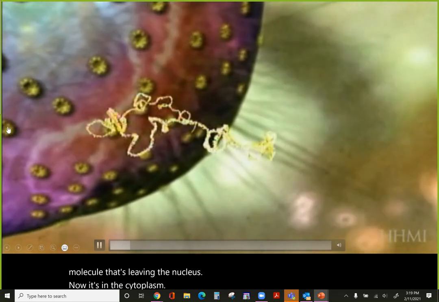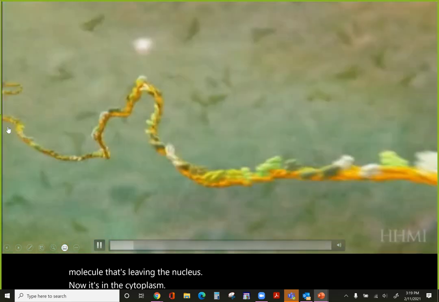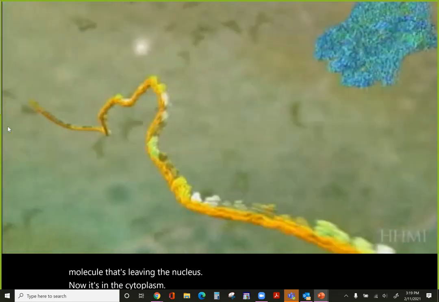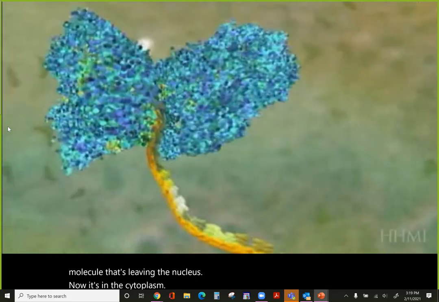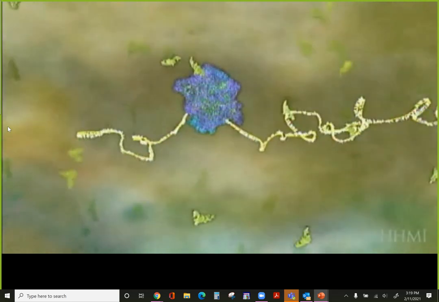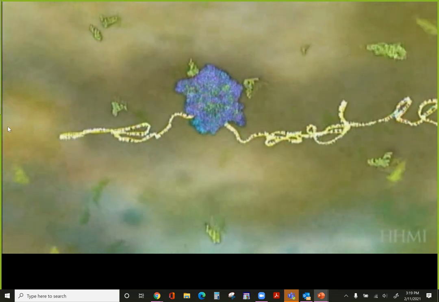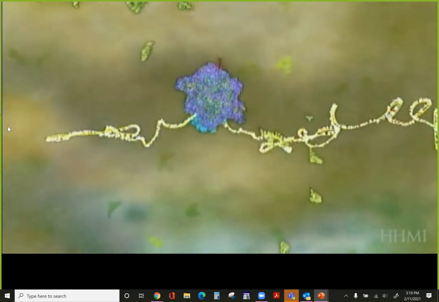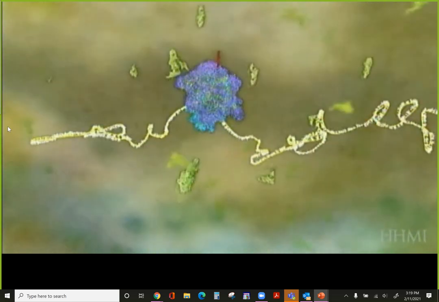Then, in a dazzling display of choreography, all the components of a molecular machine lock together around the RNA to form a miniature factory called a ribosome. It translates the genetic information in the RNA into a string of amino acids that will become a protein.